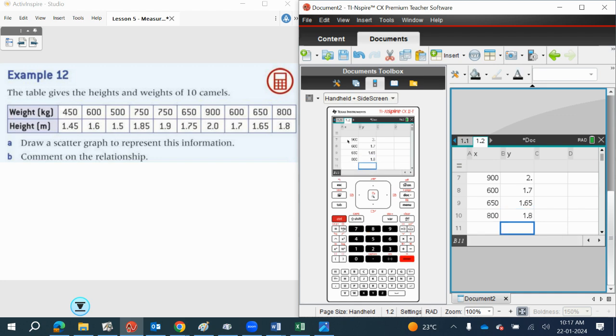So this question asks us to draw a scatter plot, so we need to add another page. Sorry, let me just see this. Has everybody typed in? Yes, we all typed in.